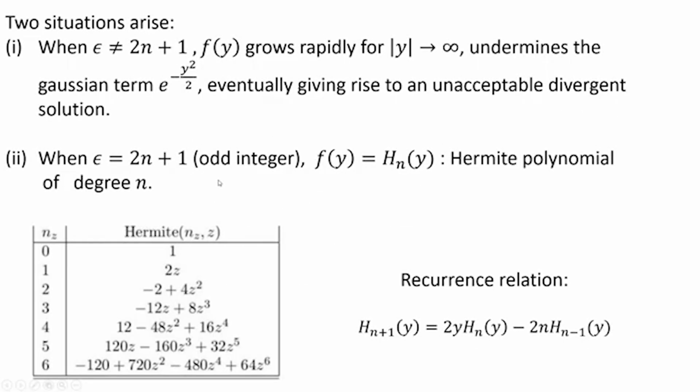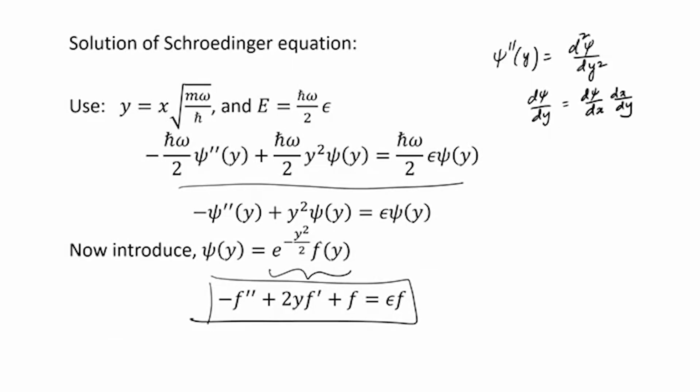And we do not go into the rigorous solutions of that, but it can be figured out that if epsilon does not have this quantization, then this f of y will grow rapidly as y goes to infinity. In fact it grows as exponential y square, and when you multiply it by exponential minus y square by 2, the whole thing goes as exponential y square by 2, and this would certainly go to infinity as y goes to infinity.